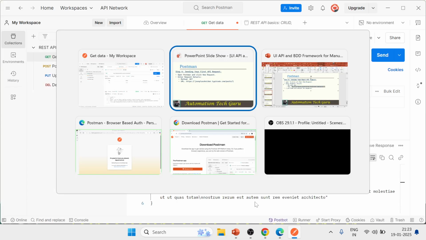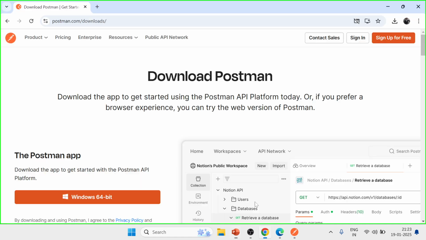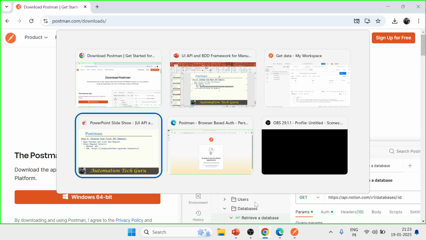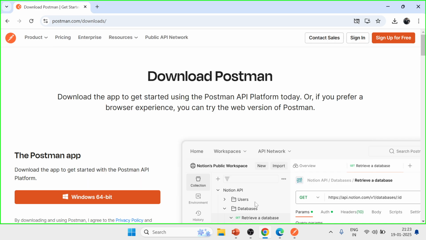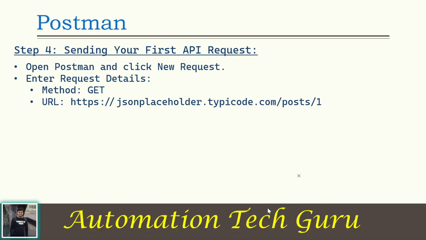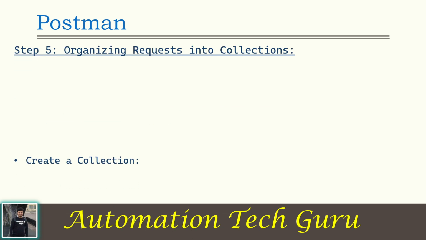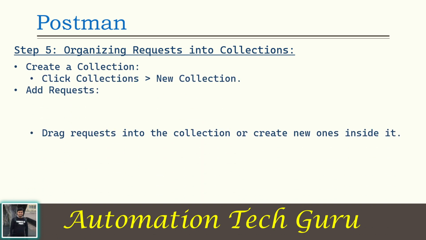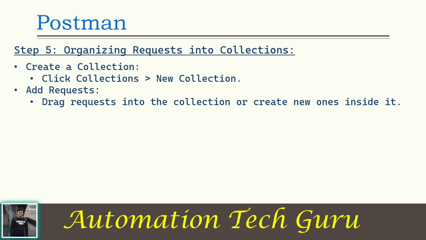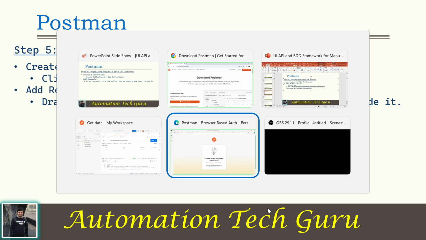Okay, next is click send and review the response. So we already did that. Organize requests into a collection. So create a collection, a new collection, add request, drag the request into that collection. So how to do that? Just go to Postman.